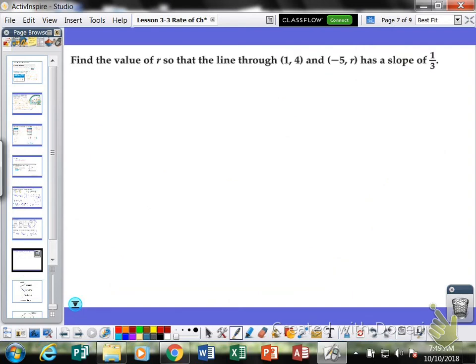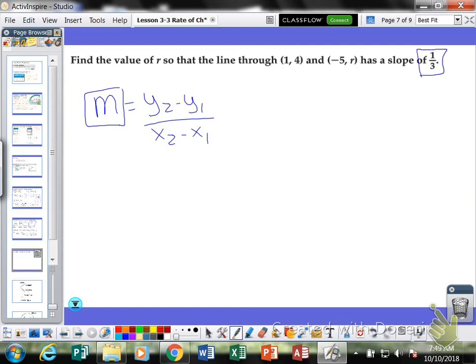Okay, find the value of r so that the line through (1, 4) and (5, -5r) has the slope. All right, so again, formula y2 minus y1 over x2 minus x1. Guys, this is really, truly simple. M is our slope, which they give us right here. So let's replace m with 1/3. Now let's replace our y's and our x's with what's given. So y2 happens to be r. That's fine. R minus y1, which is 4, over x2, which is negative 5, minus 1. Now let's simplify if we can.